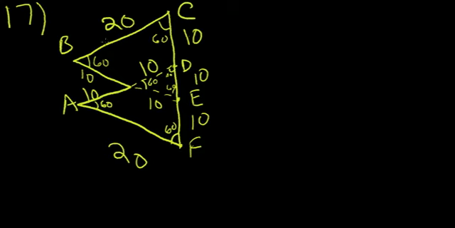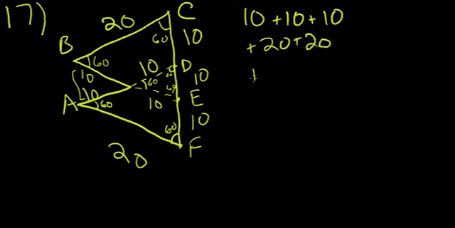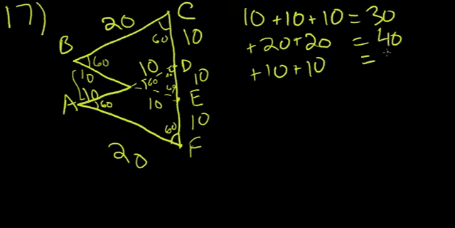So now we just add up the outer perimeter. Line CD plus DE plus EF plus FA, then plus line BC, and plus these two little segments on the side. So that's 10 plus 10 plus 10 plus 20 plus 20 plus 10 plus 10. So that's 30, 40, 20, add them up, it's 90. So the perimeter of this figure is 90.